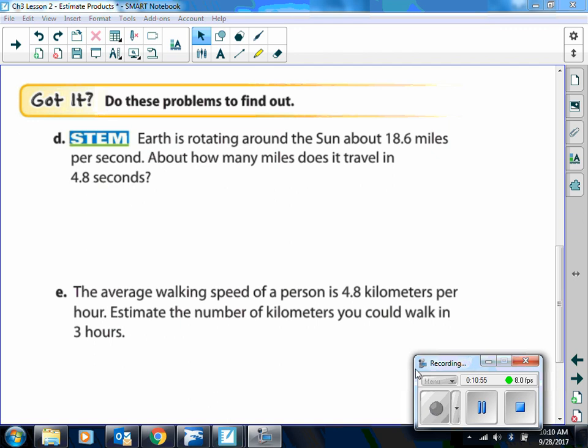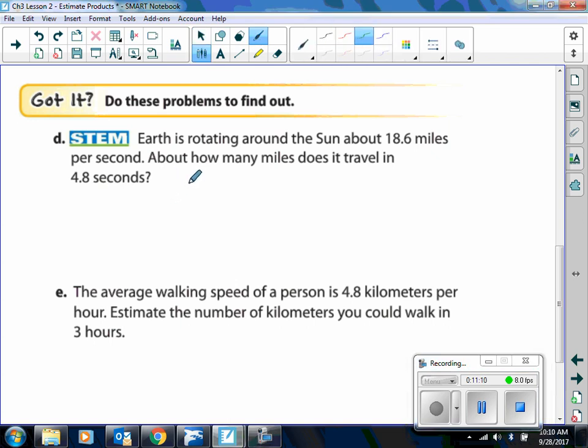All right, let's do these Got it problems. Example D says, Earth is rotating around the sun about 18.6 miles per second. About how many miles does it travel in 4.8 seconds? So here, we are going to multiply, and you should write down the original numbers first. We're going to multiply the 18.6 miles times the 4.8 seconds. Please make sure you write down those original numbers so you know what you're rounding from, okay?